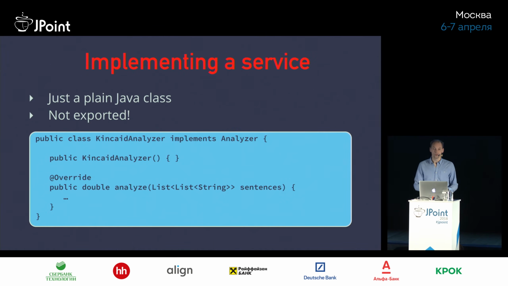The implementation of such a service in a provider is just a plain Java class. There are no special APIs to use or to implement. We just have the Kincaid analyzer that implements the analyzer interface. We have some analyze method, and the only thing that's added here is a default no-arg constructor that's used by the services mechanism to instantiate it. If you don't like this default no-arg constructor, you can also provide a static provider method that returns an instance. So you can do some magic there to do singletons or caching or whatever you want. But this is the easiest way to expose a service.